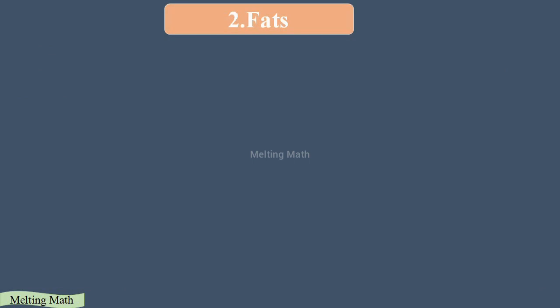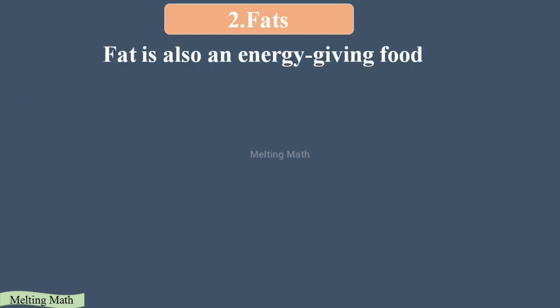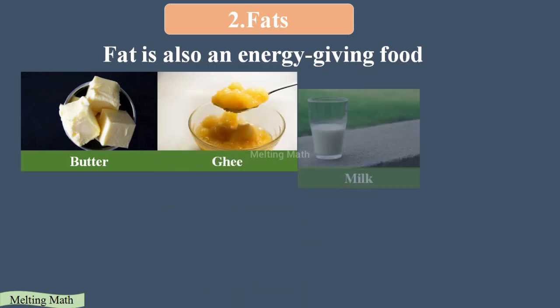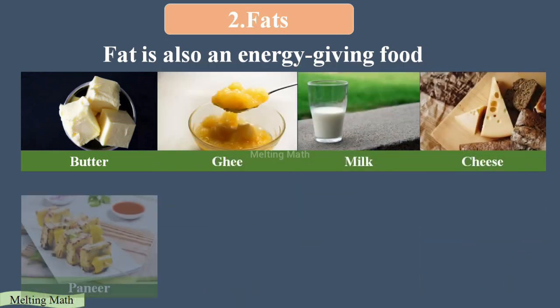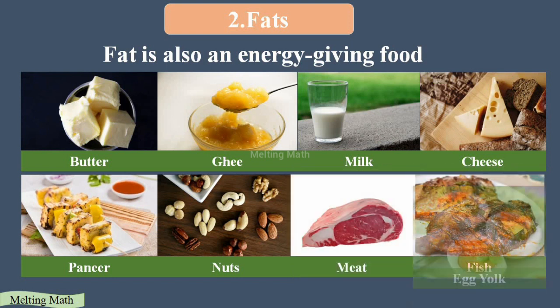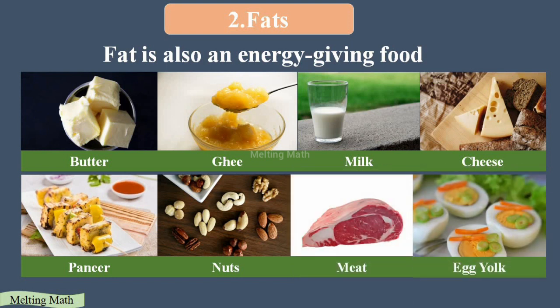Fat is also an energy giving food. It not only gives energy to us, but it also insulates our body and protects our body cells. Okay, let's see some important sources of fats that are butter, ghee, milk, cheese, paneer, nuts, meat, fish, egg yolk, etc. Okay, next we are going to see about protein.